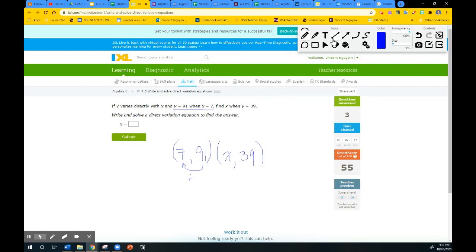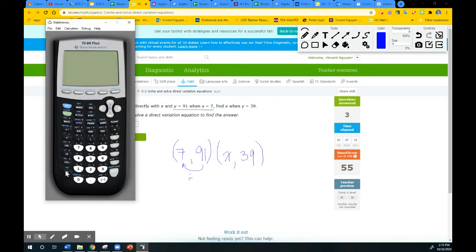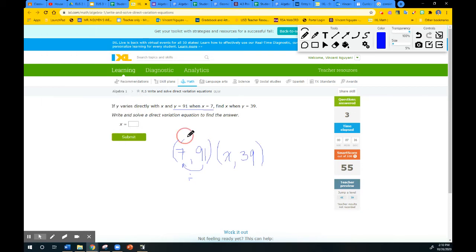So 91 divided by 7, I could actually do that on my calculator. 91 divided by 7 is 13. So it's actually 7 times 13 that is 91, right? Or 91 divided by 7 will give you 13. So you could do it either way.